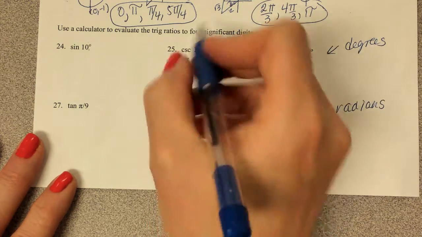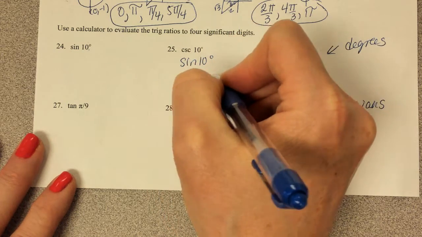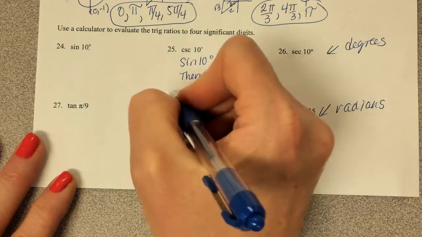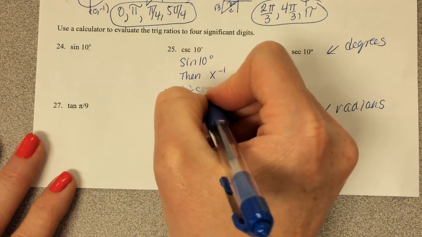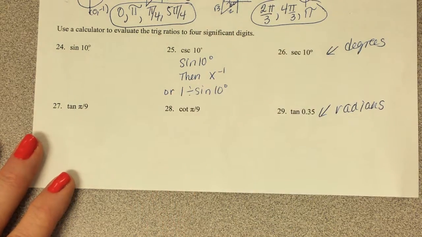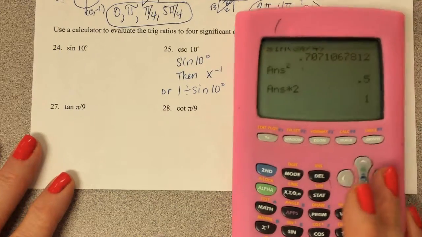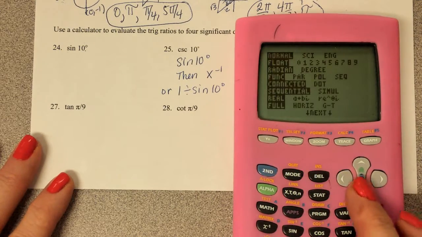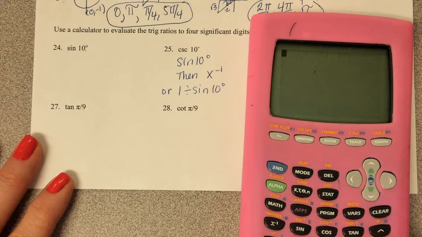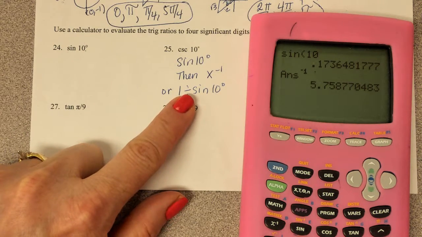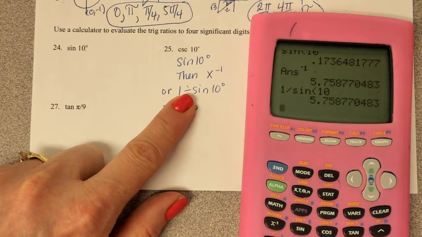Okay, so we have to do the sine, and then we can do x to the -1. Or you can do 1 divided by the sine of 10. Both of those would work. Let me show you what we're talking about here. So first of all, we check our mode, make sure we're in degrees. I can do the sine of 10, get that answer, and then push this x to the -1 key to flip it over, and there's the reciprocal. But I think it's even faster just to do 1 divided by sine of 10 from the beginning, and there you're finished because you're doing the reciprocal.